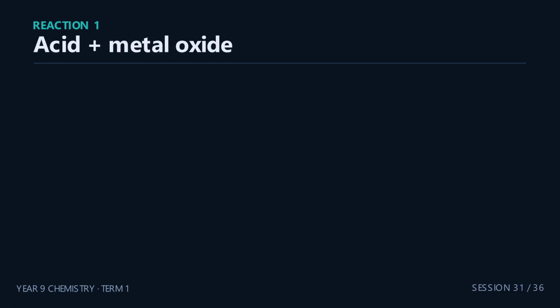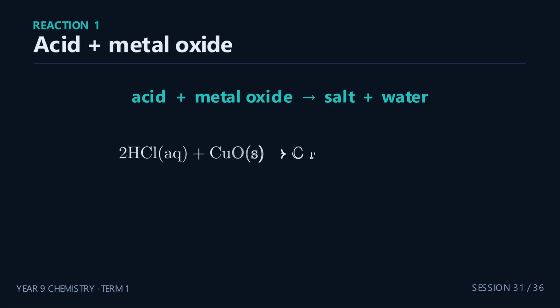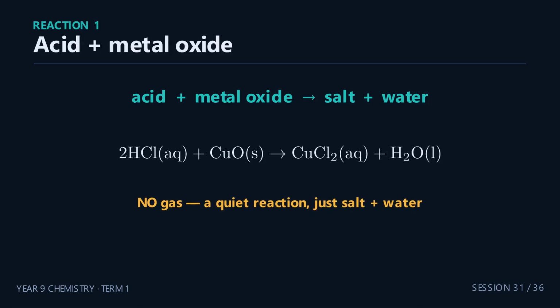First, acid plus a metal oxide. Many metal oxides are bases, so the pattern is one you already know. Acid plus metal oxide gives salt plus water. Here's an example. 2 hydrochloric acid plus copper oxide gives copper chloride plus water. Notice no gas here. It's a quiet reaction, just salt and water. And a handy trick, if you use extra copper oxide, the leftover solid, which doesn't dissolve, can simply be filtered off before you crystallize the salt. Hold that thought, it's coming back.